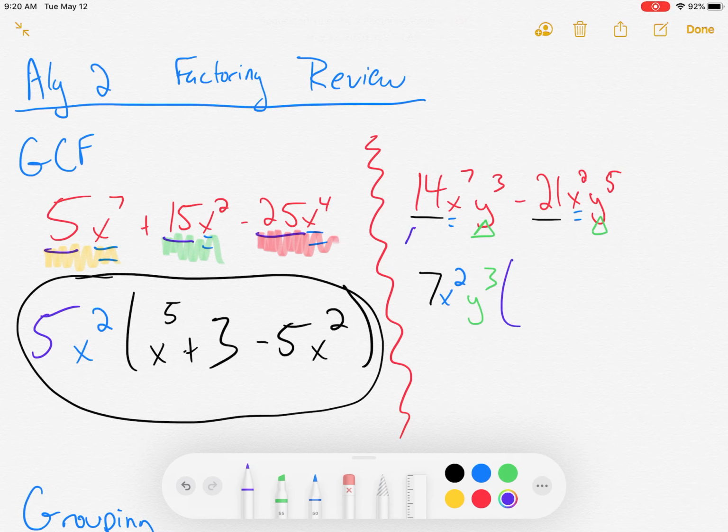In the parentheses, 14 divided by 7 is 2. X to the 7th divided by x squared, you should get x to the 5th. Y to the 3rd divided by y to the 3rd is 1, but we don't have to write the 1 because we already have something in the place of that term. Okay, next up, negative 21 divided by 7 is negative 3. My x squareds cancel out. Y to the 5th divided by y to the 3rd is y squared.